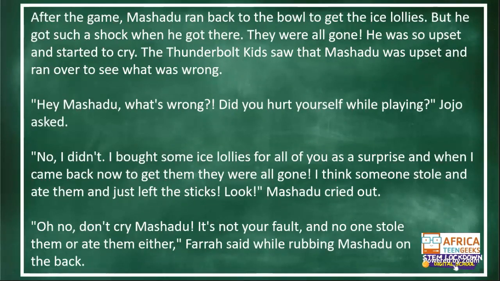After the game, Mashadu ran back to the bowl to get the ice lollies. But he got such a shock when he got there. They were all gone. He was so upset and started to cry. The Thunderbolt kids saw that Mashadu was upset and ran over to see what was wrong. Hey Mashadu, what's wrong? Did you hurt yourself while playing? Jojo asked. No, I didn't.